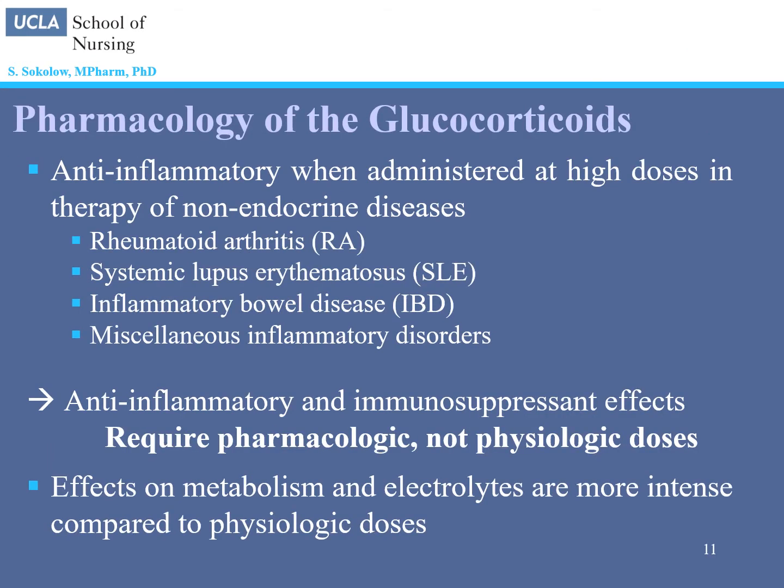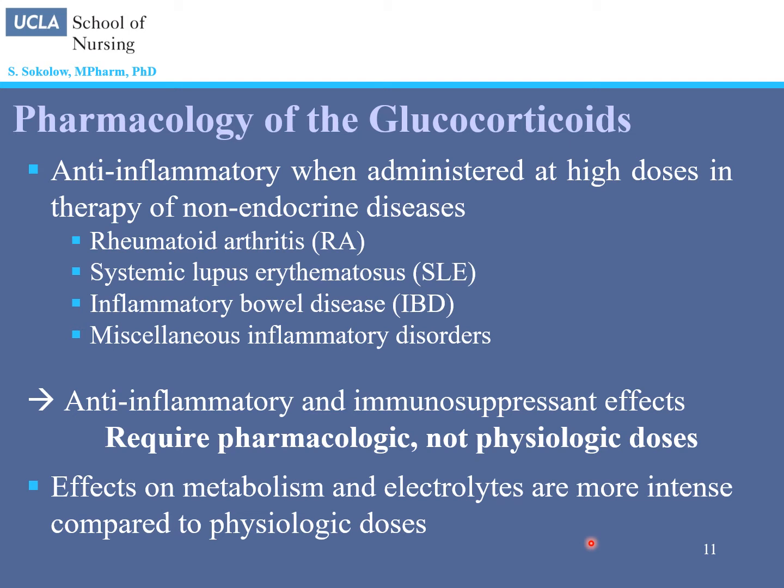effects as well. So in terms of their pharmacology, they are anti-inflammatory when they are administered at high dose, which means a dose that is not used for non-endocrine disease. So if you do hormone replacement therapy, the doses are much lower, but to have the anti-inflammatory response, they have to be administered at high dose. And so they are commonly used for the treatment of RA, SLE, IBD, and other inflammatory disorders. And they also have an immunosuppressant effect. And so again, these are pharmacological doses, not physiological doses.